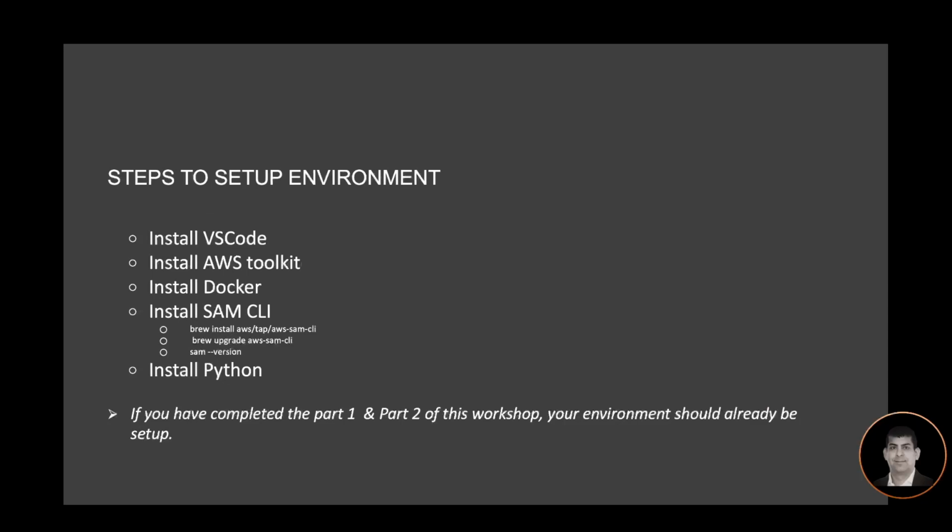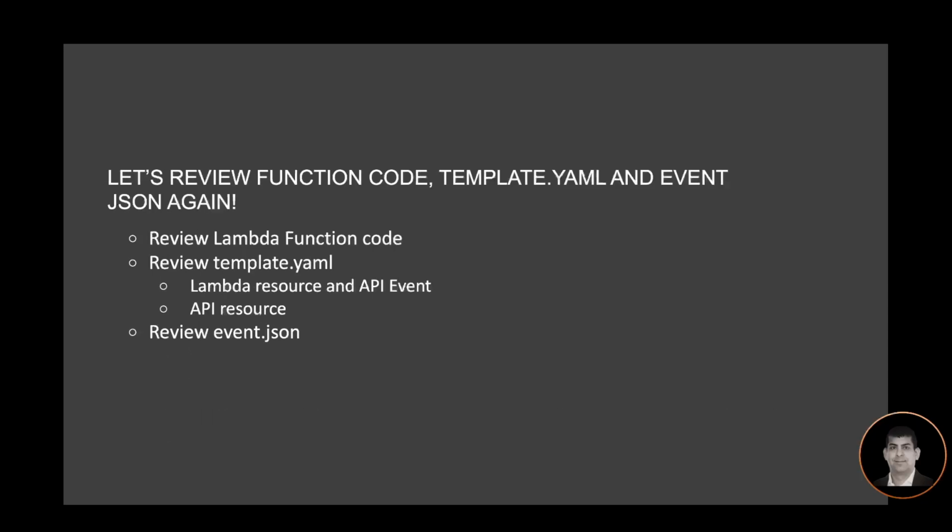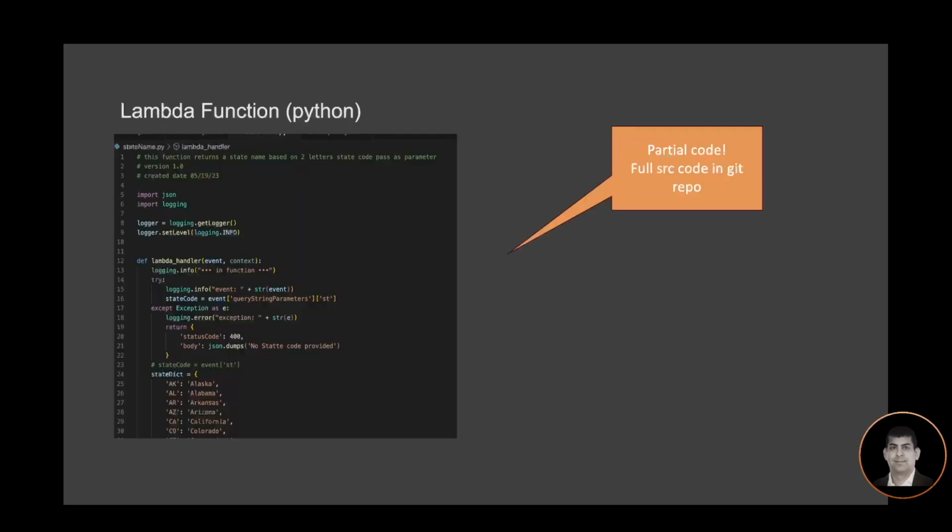Now, if you have completed part 1 and part 2 of this workshop, your environment should already be set up. Let's review the function code, template YAML, and event JSON again. So we're going to review the Lambda function. We're going to look at the YAML that defines our SAM template for the Lambda resource and API event. We'll look at the API resource and, of course, the event JSON.